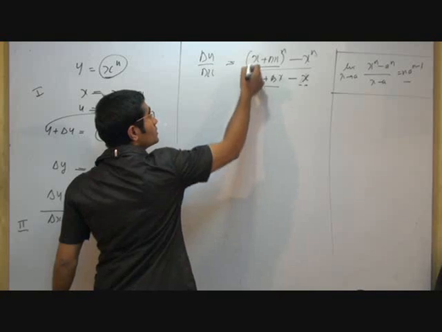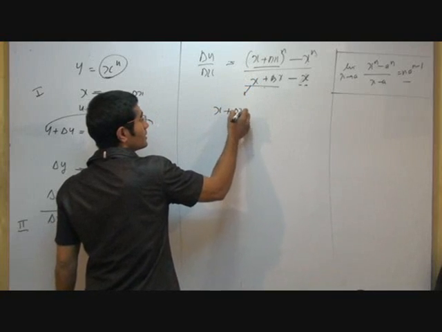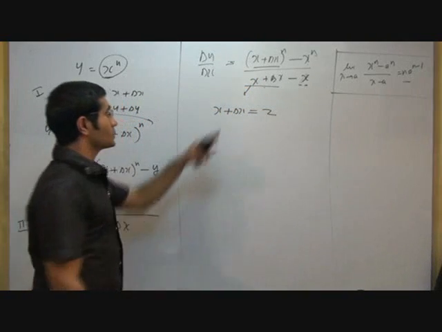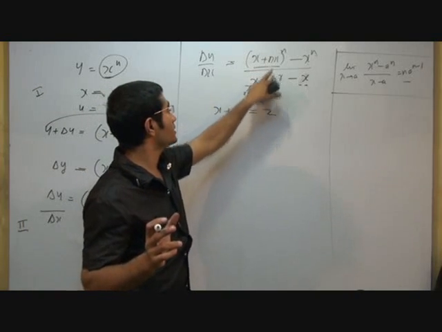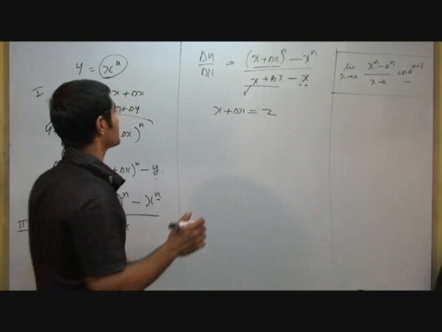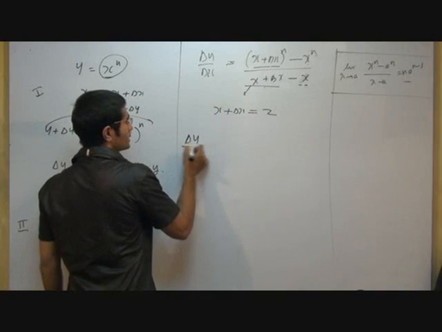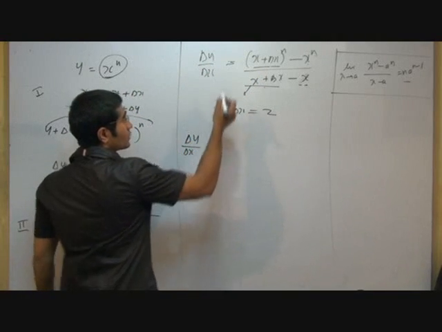Let me do one thing. Convert this, substitute x plus delta x as z. See, carefully watch this. What I'm trying to do, I am writing this x plus delta x as z. So what happens to my question? The question becomes delta y by delta x is what?